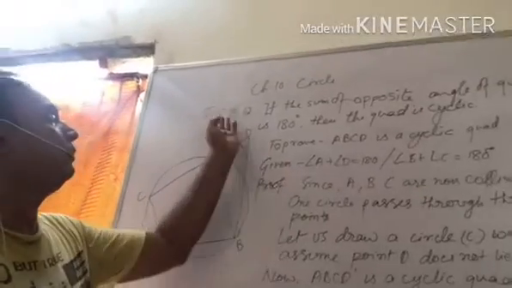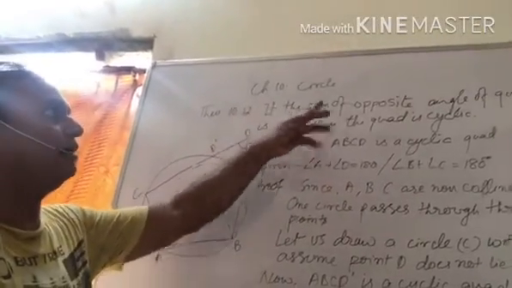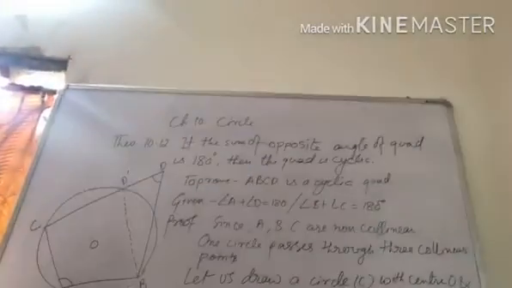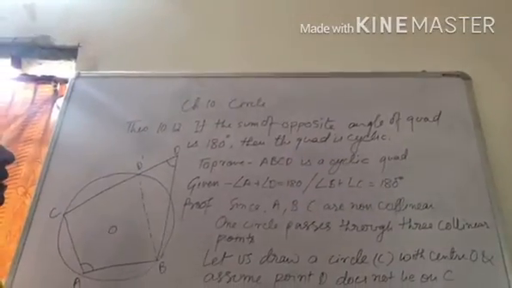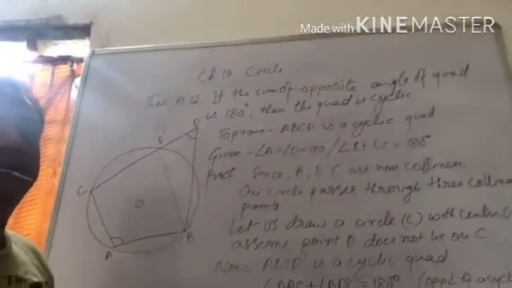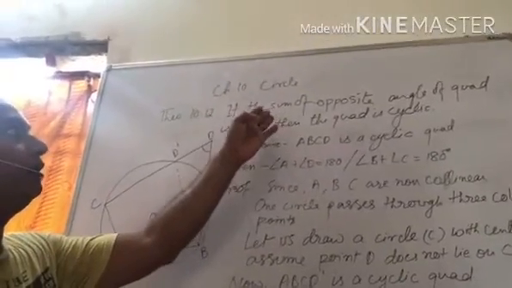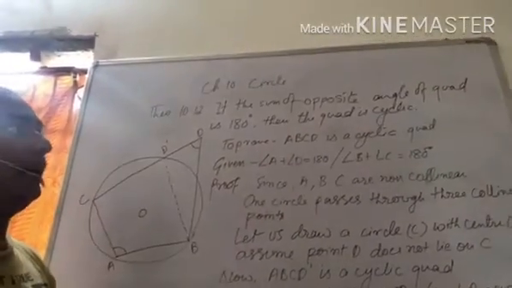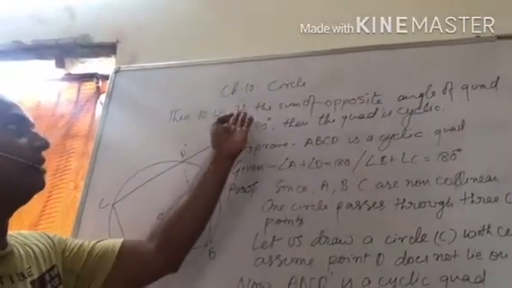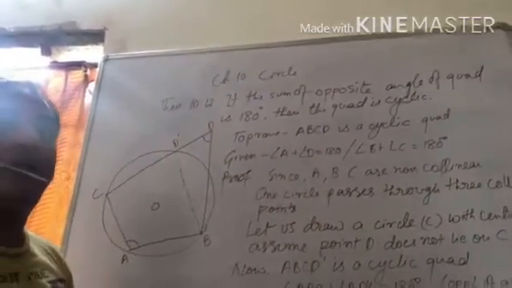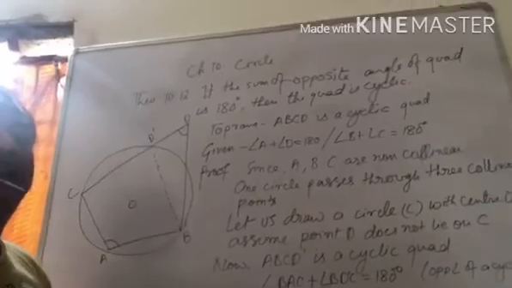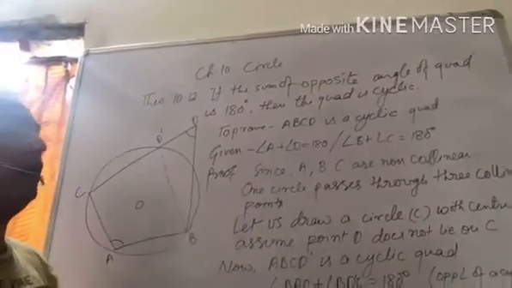Now the theorem 10.12: if the sum of the opposite angles of a quadrilateral is 180 degrees, then the quadrilateral is cyclic. In this theorem we have to prove that ABCD is a cyclic quadrilateral, and the given portion is that the sum of opposite angles of a quadrilateral is 180 degrees.